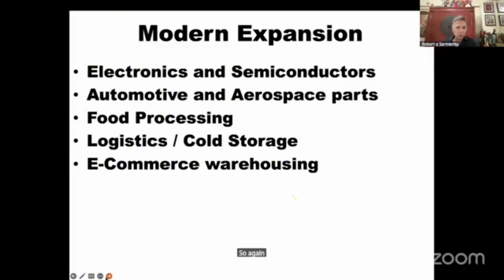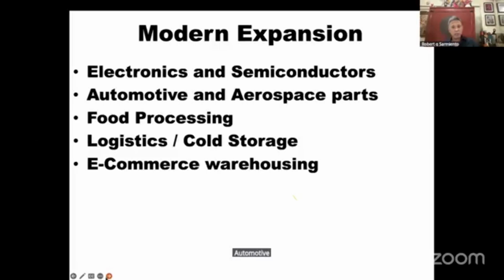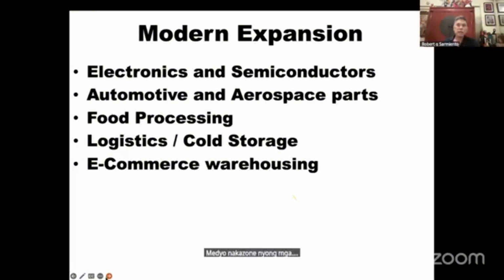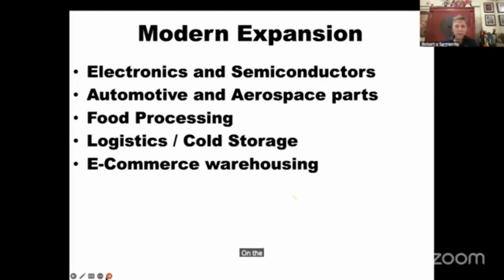So again, towards a modern expansion, eto na tayo, we're into the electronics, semiconductors, which we're very good at, automotive and aerospace parts. This is further up in the Clark. You notice, medyo naka-zone yung mga industries na yan. The food hubs are more in the north sector. The semiconductors have been more on the south. But things are changing rapidly. Okay, the Central Luzon is gearing up for a big change and a big expansion.